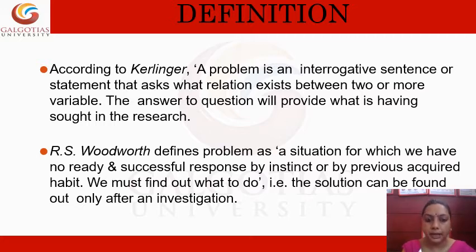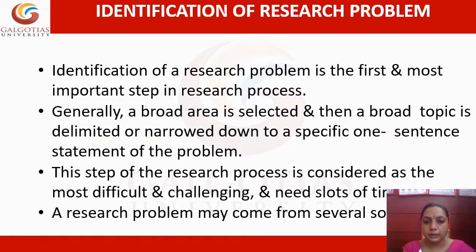Another definition by R.S. Woodworth defines problem as a situation for which we have no ready and successful response by instinct or by previously acquired habit. We must find out what to do. That is, the solution can be found only after an investigation. Of course, first we have to select a problem, an issue. It can be current, for example, COVID-19. Then we have to do a research on that, and last we have to find out the solution. For example, we are doing a planned teaching program, so last we will say whether our planned teaching program is effective or not. So these are the definitions.